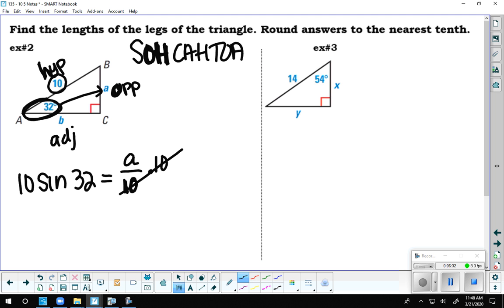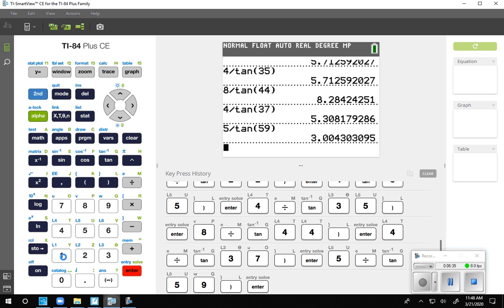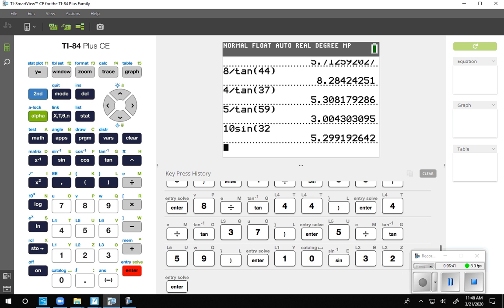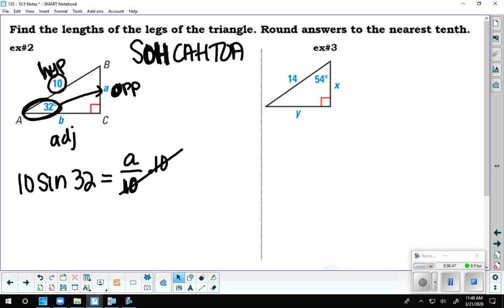So A equals 10 times the sine of 32, which we can just plug in our calculator. 10, then press the sine button, then type in 32, and we get 5.299. So A equals, and we want the nearest tenth, so 5.29 is going to round to 5.3.